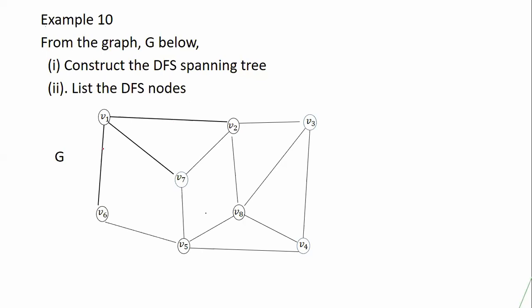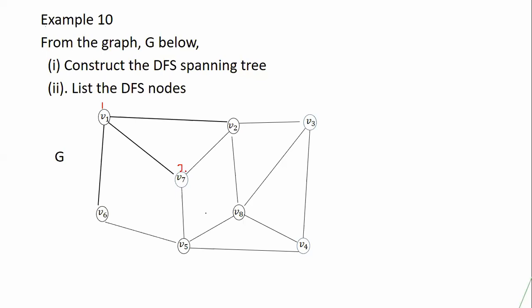So with the graph, let's take any vertex. Now let's take V1. We step on V1 and name it 1. Just number it 1 here. Now V1 is adjacent to V2, V7, V6. Then you can take any one of them. So assuming I take V7, I number it 2 here.